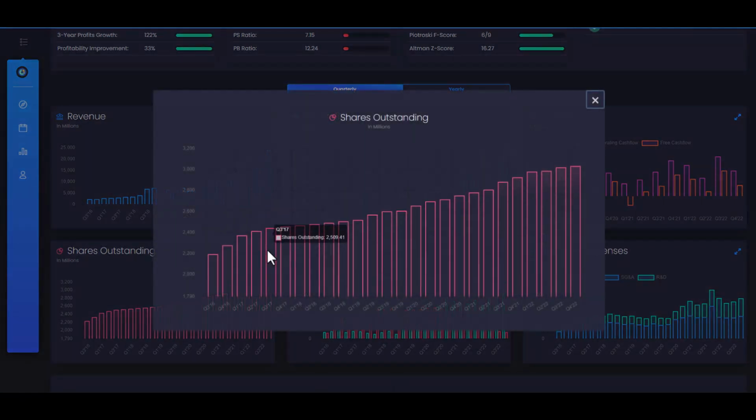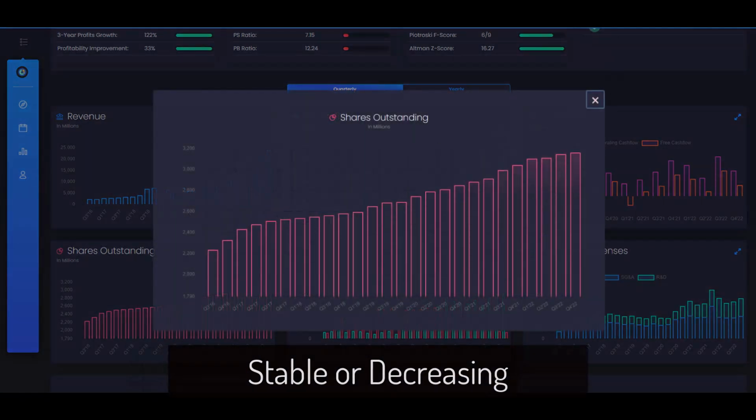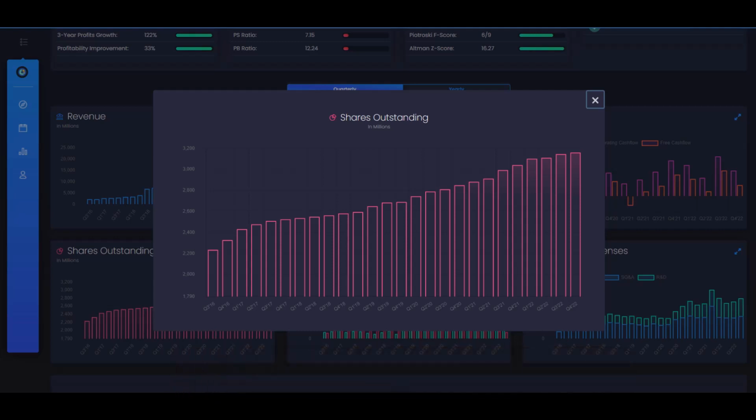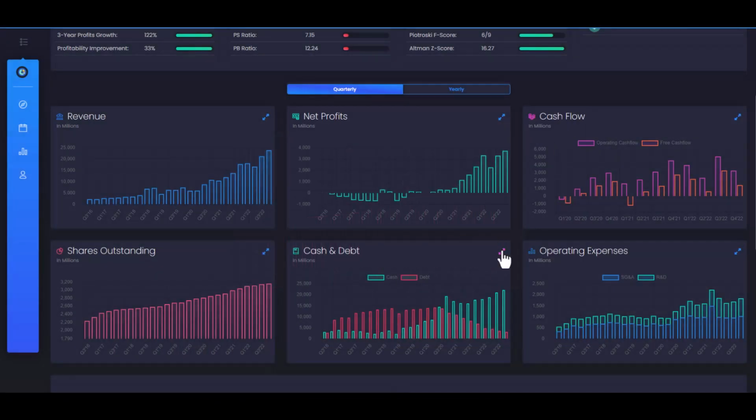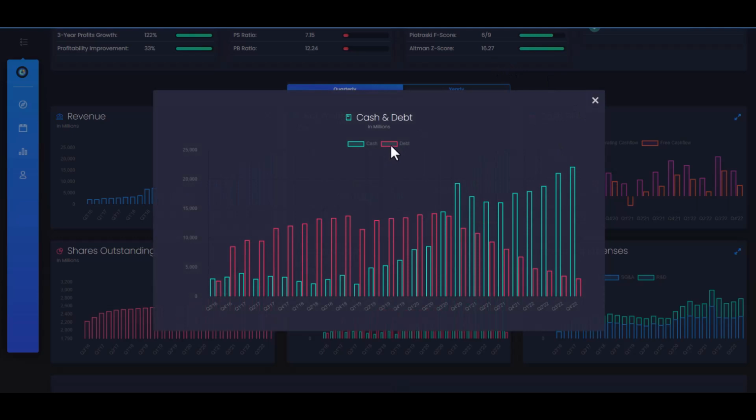Now, shares outstanding, you want this to be stable or decreasing. If this goes up, it means the company is diluting shareholders. I mean, this is not the end of the world, but it's not ideal either. Now, let's look at cash and debt. We want cash to be increasing and debt to be decreasing. Anything other than that is not ideal.